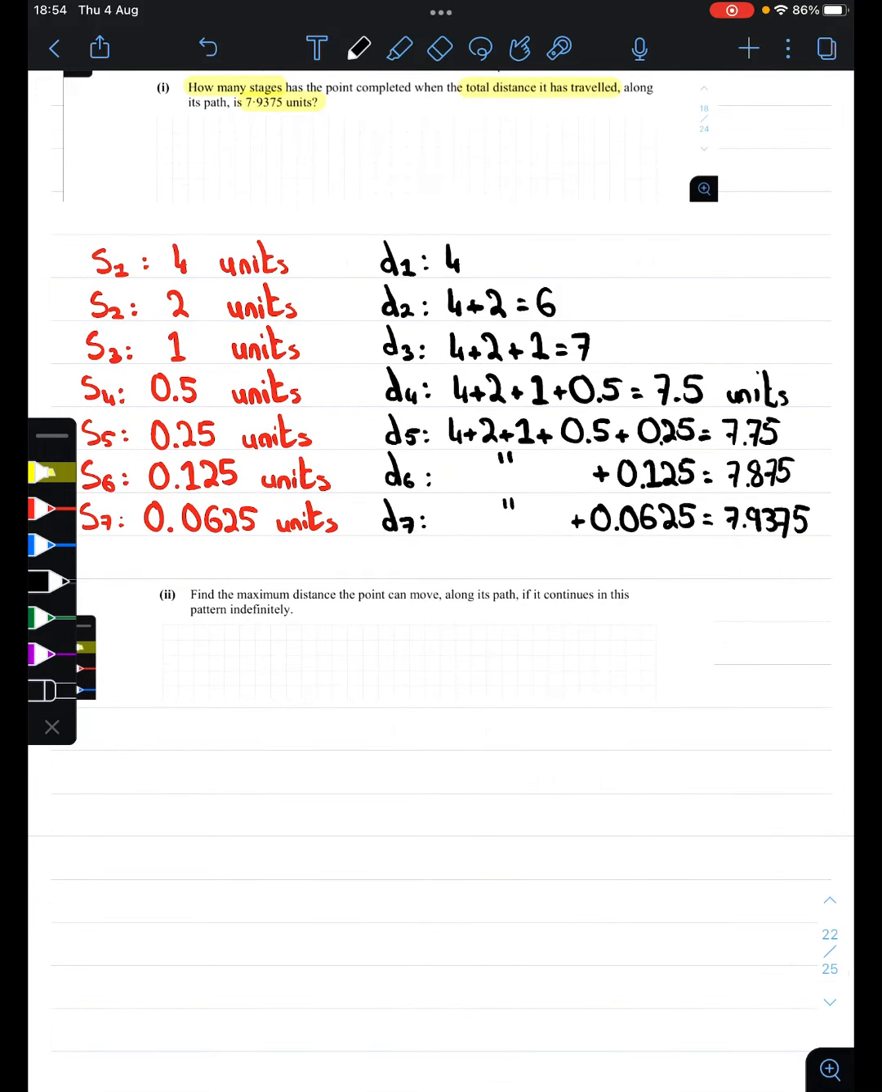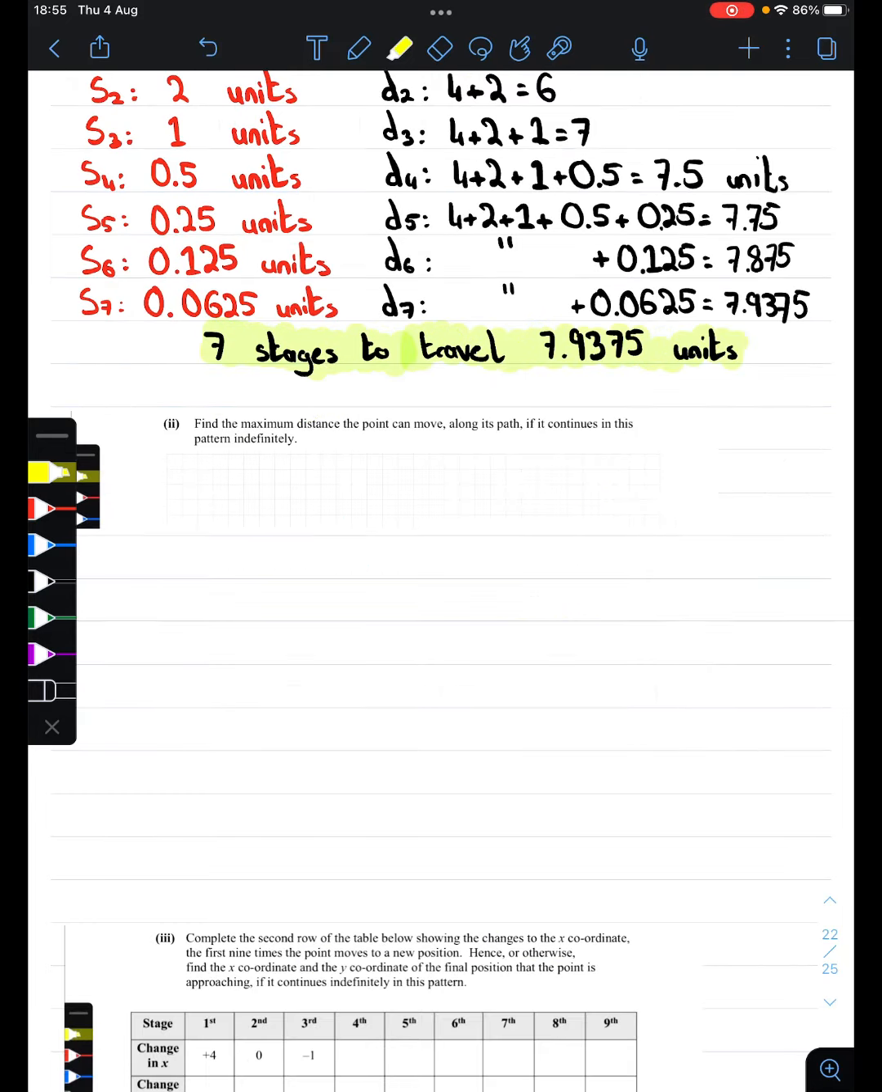So our answer is 7 stages to travel 7.9375 units. Now, that's a nice start to the question, just to get you familiar with this pattern and what's going on. Now, on to part 2.